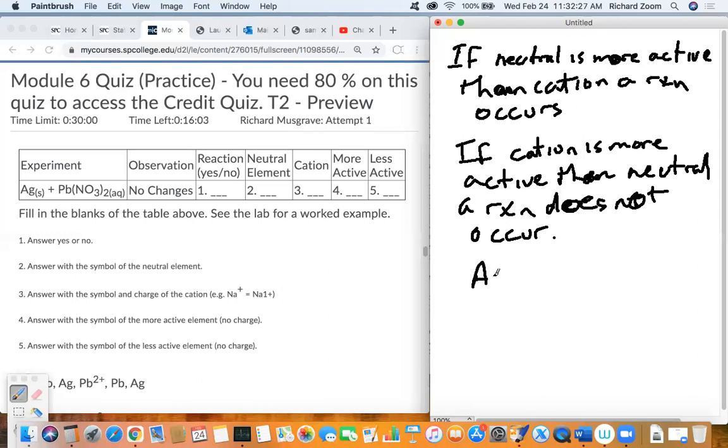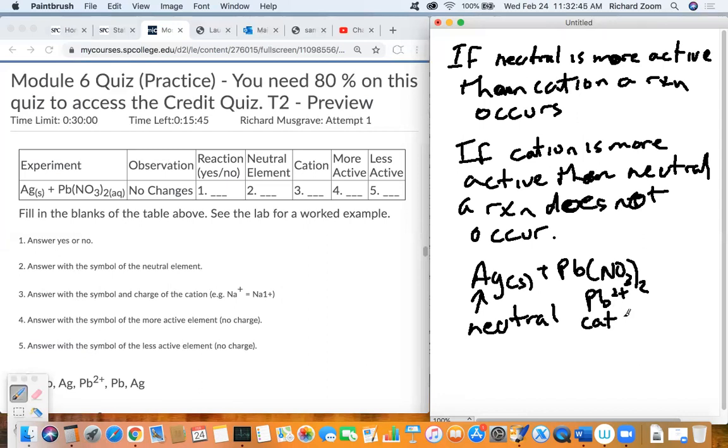So in the example of Ag solid plus Pb(NO3)2, the Ag is the neutral because it doesn't have a charge on it. And the Pb is Pb2 plus, that's the cation. Anybody have any questions about that? What I mean by neutral and cation? So is it always the separate solid is going to be the neutral? Yeah, the one that doesn't have a charge on it, Christian. But you'll see that the Pb does have a 2 plus charge because it's with the two nitrates, which are negatively charged. So that's why it's the cation.